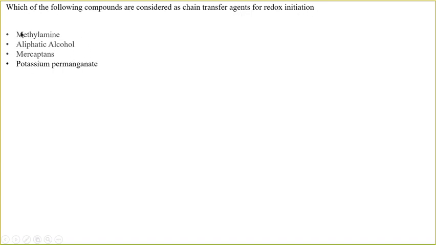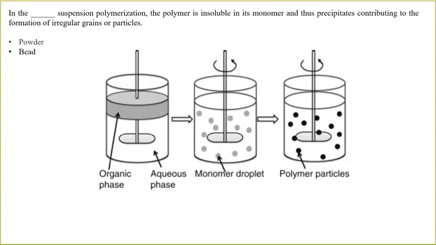This is quite a normal question, because these are just a few examples of chain transfer agents for redox initiations, and you can quite easily identify them from the electronic configuration and how they are able to transfer electrons to the other propagating chains, if you read about chain transfer agents and the redox initiation process.